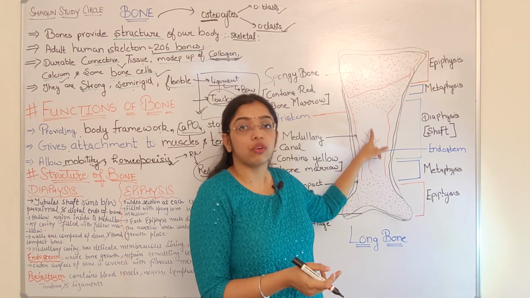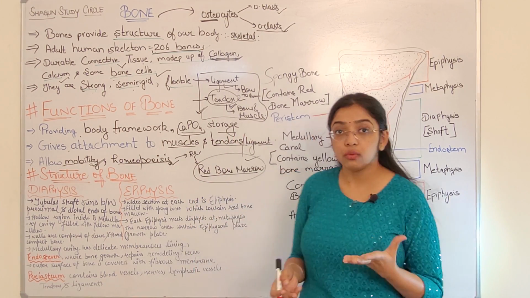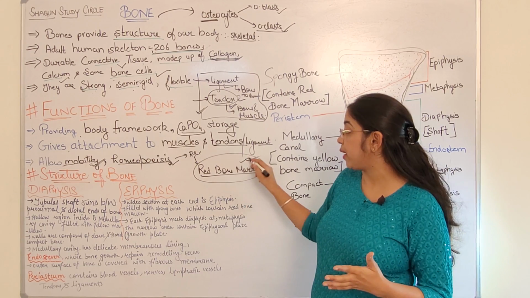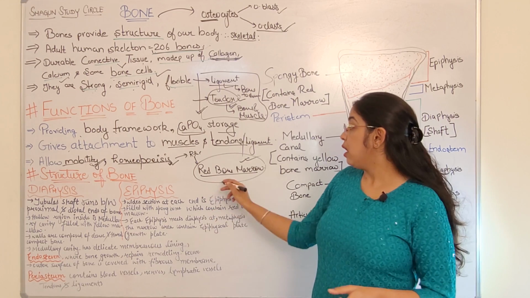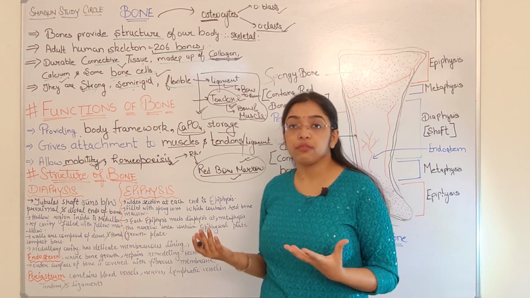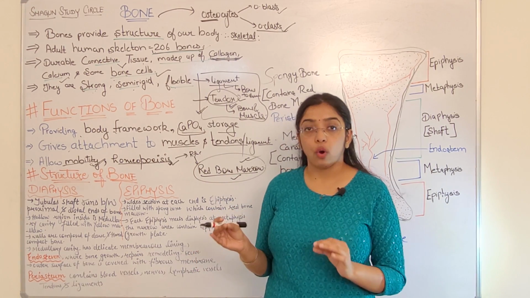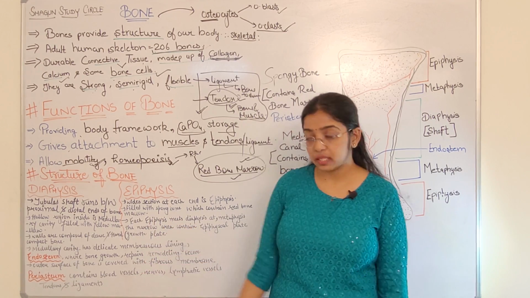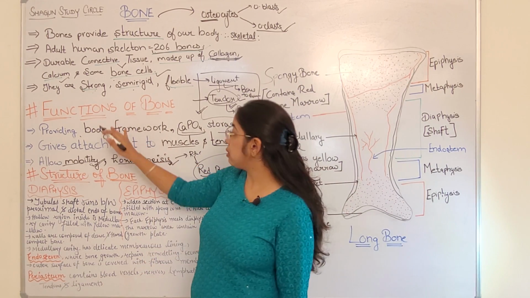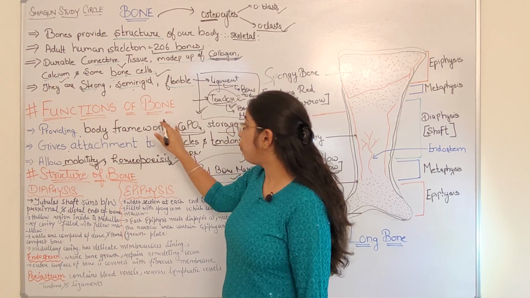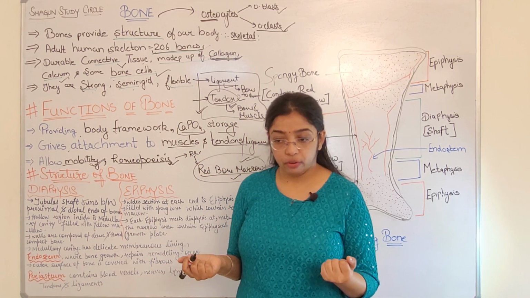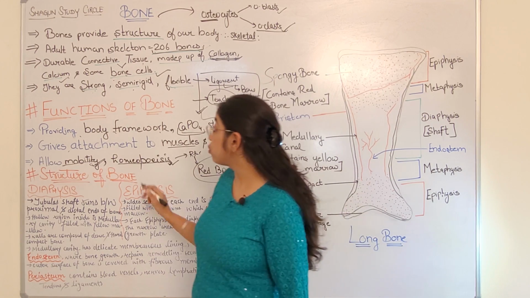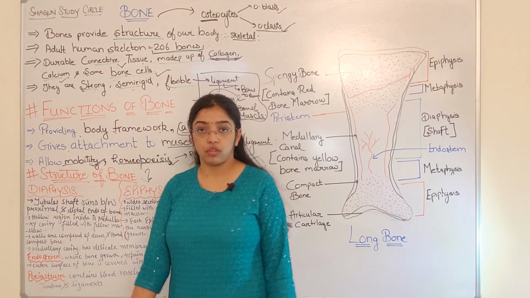When we study the structure of bone, we are going to establish the link between red bone marrow and bone. Where is it present? And we know the function. Red bone marrow performs the function of what? Formation of red blood cells. Blood cells are formed there. So those were the important functions of bone, apart from providing rigidity to our body and forming a framework. After that, next thing is the structure of bone.